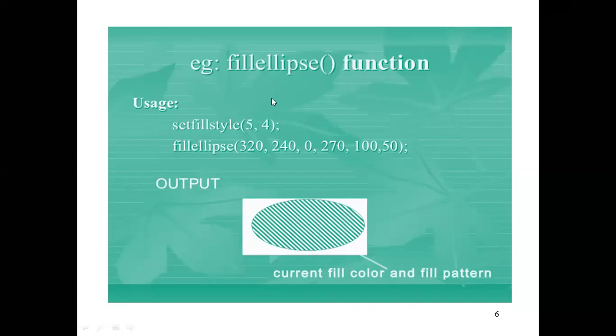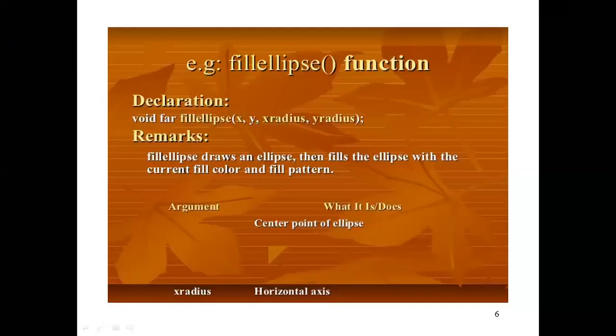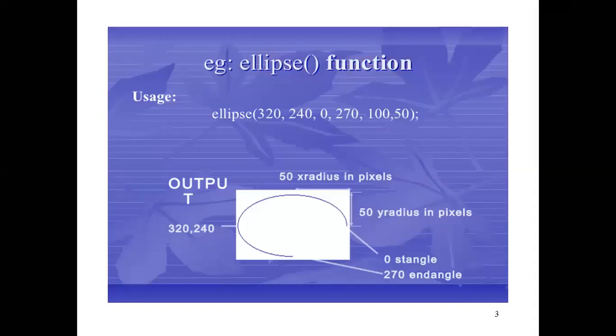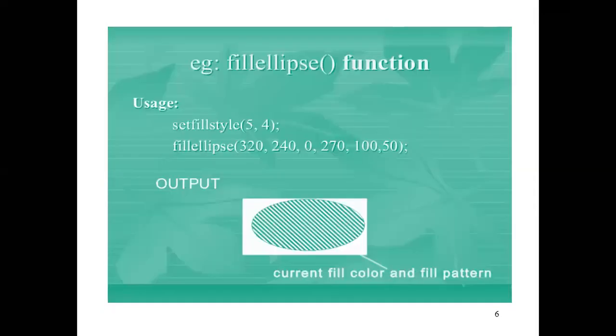Fillellipse function, and then you can define it like void fillellipse. After that you can provide the different values of the arguments, as you have already seen in the preceding slide. So you can use void fillellipse(x, y, xradius, yradius), and you will get this value here as output. For the pattern, you can choose setfillstyle like this. So it is just a 4-5 line program and you will get this.